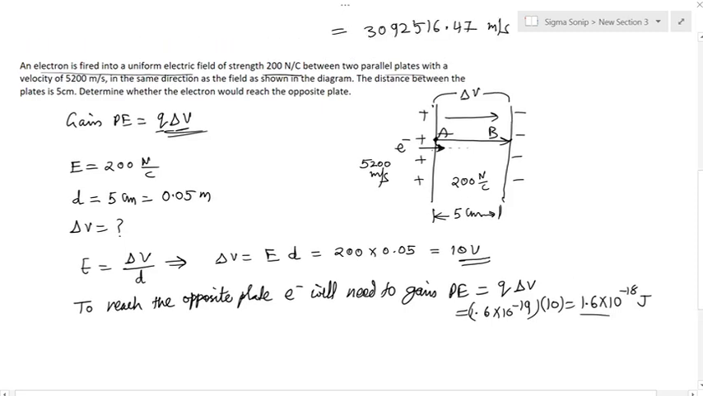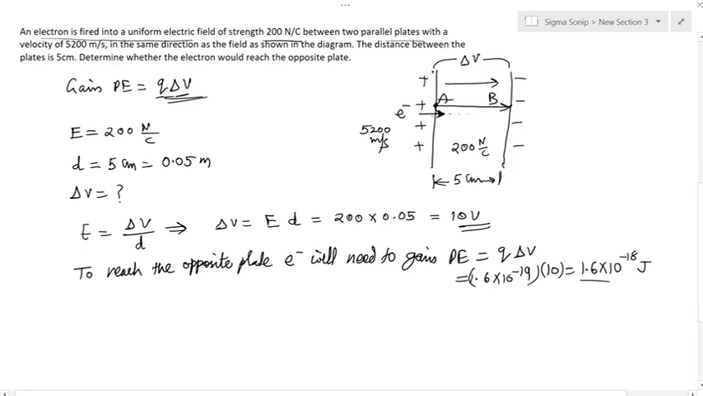And where would that energy come from? We already know that this energy has to come from the kinetic energy. So all we need to do is see whether electron has sufficient kinetic energy which can be converted into this PE. So electron's kinetic energy at point A should be enough to give a gain in PE of this much. As electron goes from A to B, it will lose that KE, and if it reaches point B, then it will need to have at least this much kinetic energy.